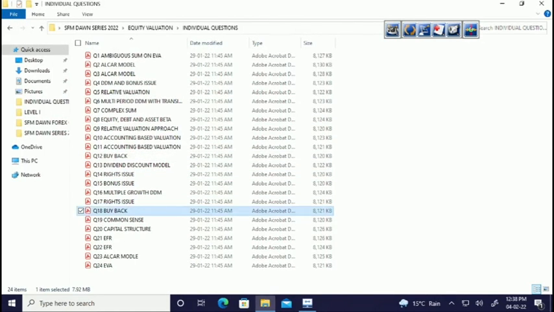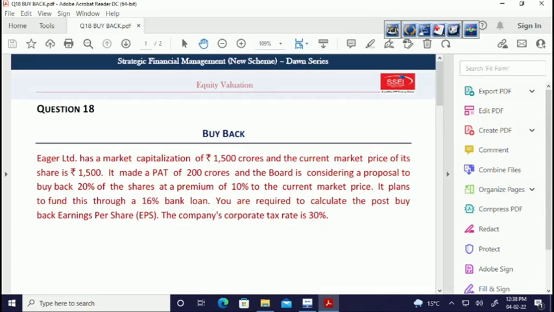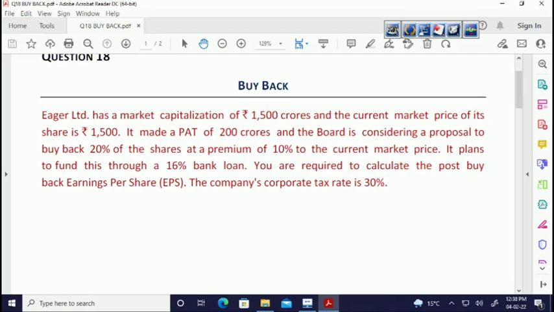The next question on buyback is question number 18. Eager Limited has a market cap of 1500 crores. The sum recently came in the exam. Commonsensical sum. Eager has a market cap of 1500 crores and the current market price of the share is 1500. So that means number of shares is 1 crore. I'm going to do it verbally. It has a PAT of 200 crore, so EPS is also 200, 200 by 1.